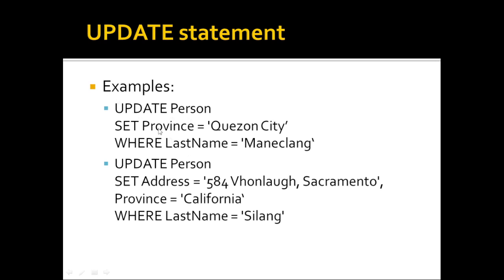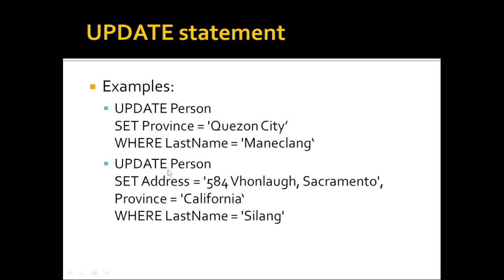So here's an example. Update person, set province equals Quezon City. So I don't know how Quezon City became a province. I don't know when. Where last name is equal to Maneklang. So here we are trying to change this field into this value, but not for everybody, only those with last name equal to Maneklang.